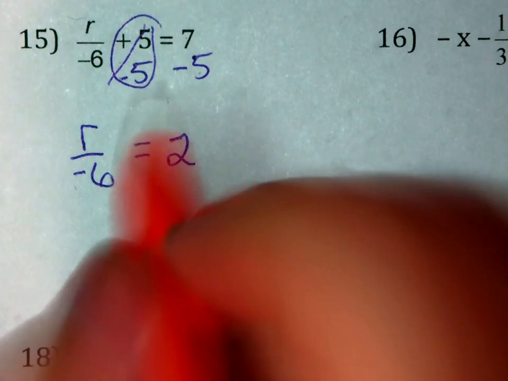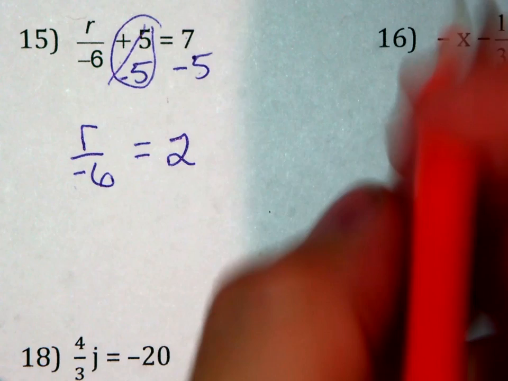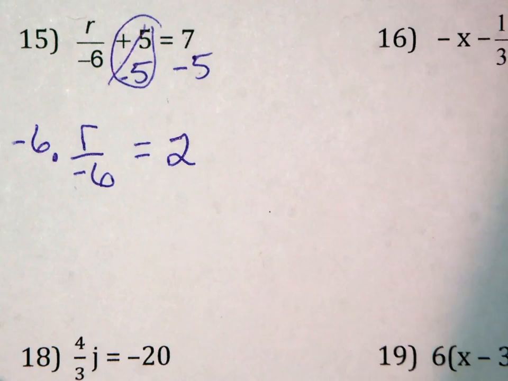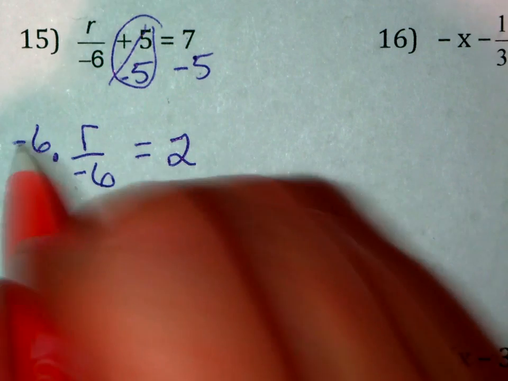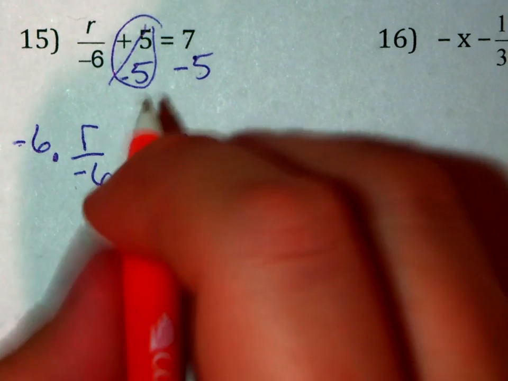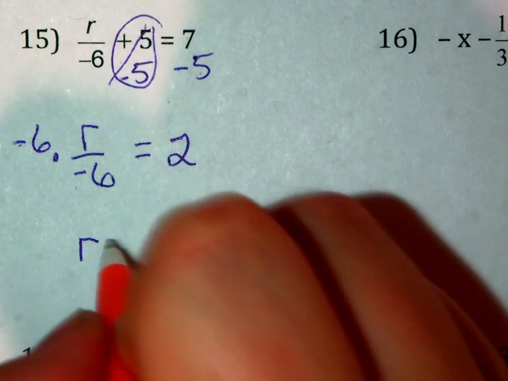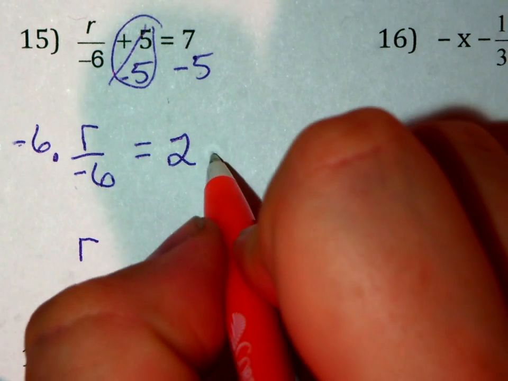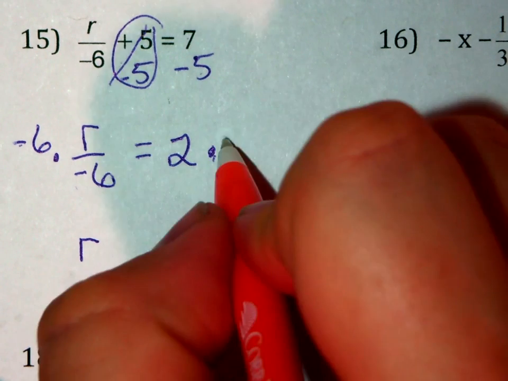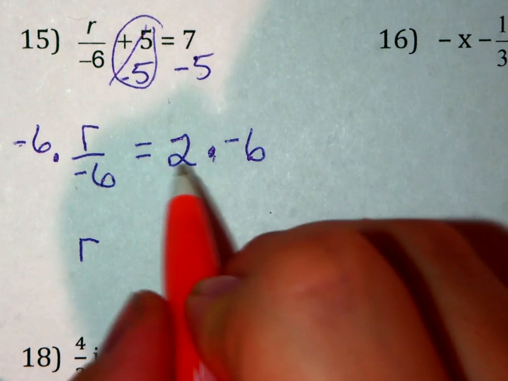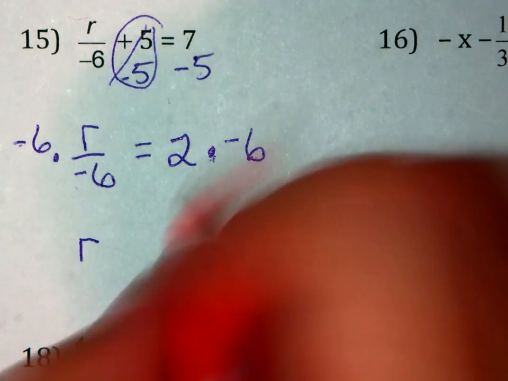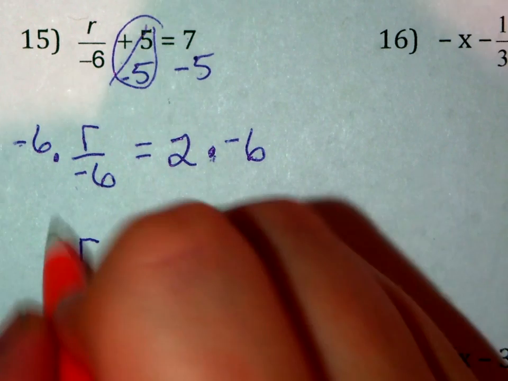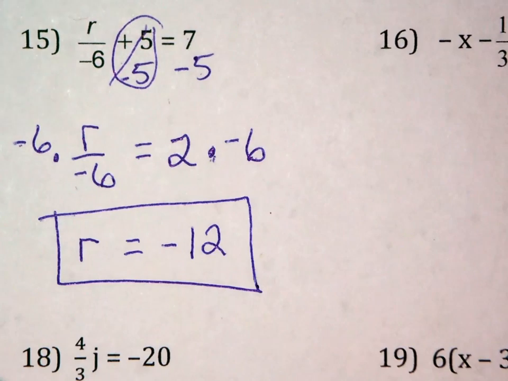Now I want to remove my negative 6 from the denominator. I accomplish that by multiplying by negative 6. Negative 6 over negative 6 is 1, so that will remain 1r. What I do to one side of the equation, I have to do to the other side of the equation, so I'm going to multiply this side of the equation by negative 6. So now 2 times negative 6 is negative 12. My r equals negative 12.